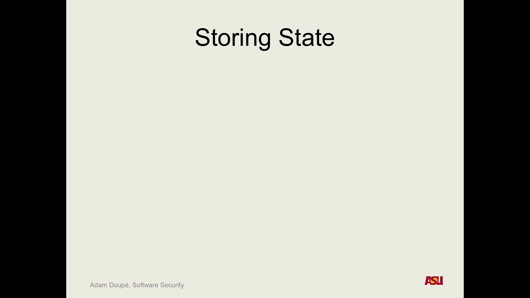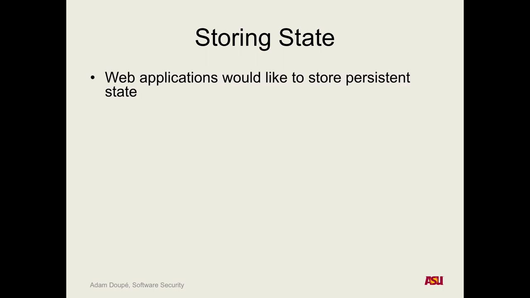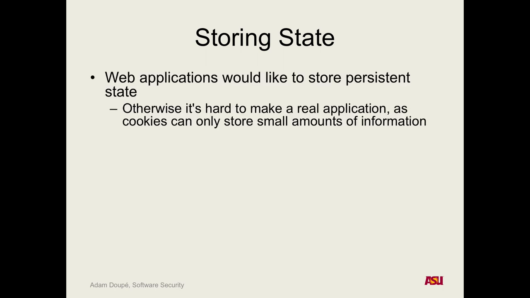Okay, so where else could we store things? Hidden elements. We could store it in the hidden elements. What else? URLs. Yeah, it's a similar thing. Files. We could store it in files on the operating system, right? We could just create files. But fundamentally, this needs to be stored somewhere, right? We need to store persistent state. Otherwise, we're not really a real application, because we can only ask the clients to store a very limited amount of information.